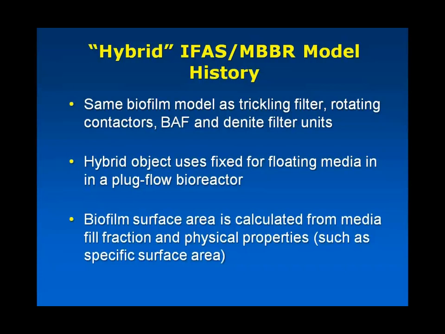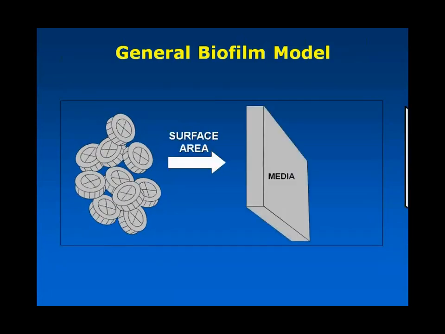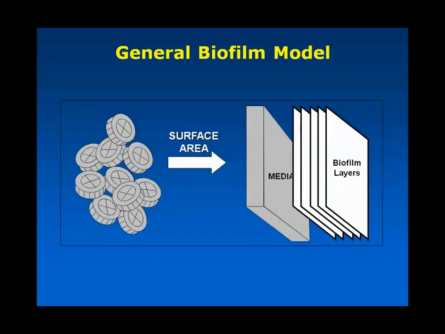And we calculate that from a number of parameters in the model that you'll need to specify in terms of how it's being filled and what the physical properties of the specific media is. So, for example, we have that floating media that's sitting there in the tank. We take those irregularly shaped objects and we then convert them to one continuous media surface, which we apply our biofilm layers onto. So this is more or less the same approach that we use in all of our biofilm objects, and it allows us to reflect the different types of media by having different specific surface areas.